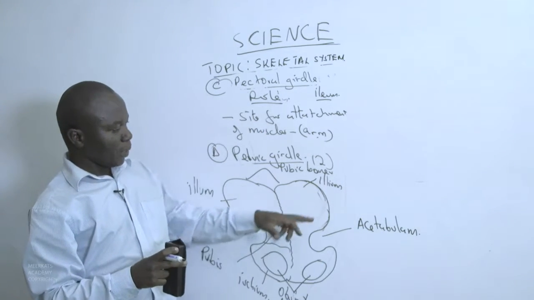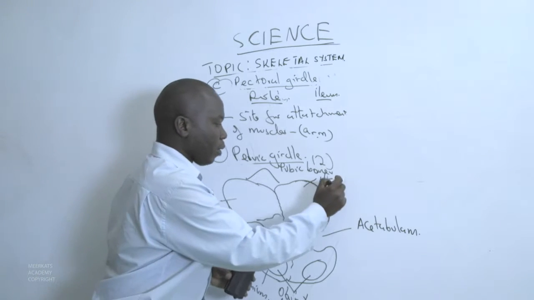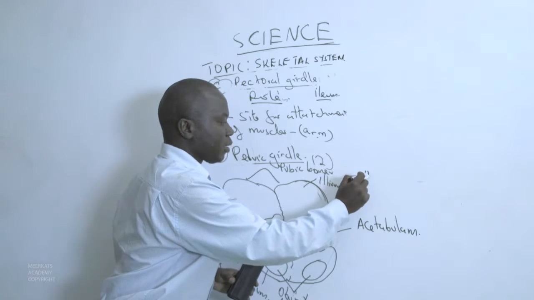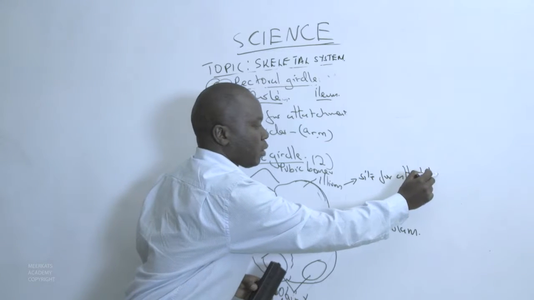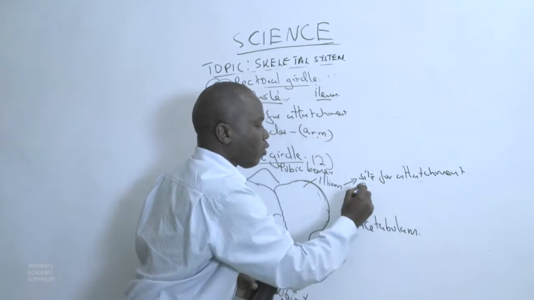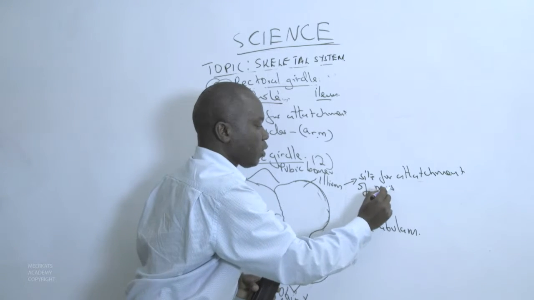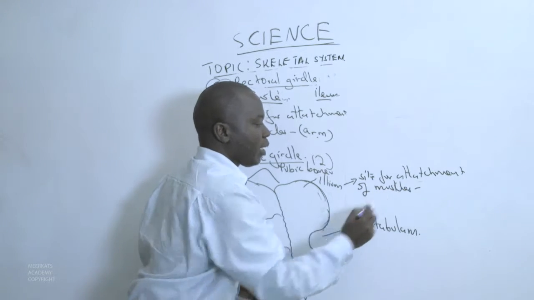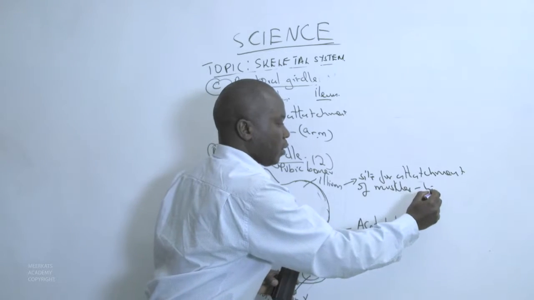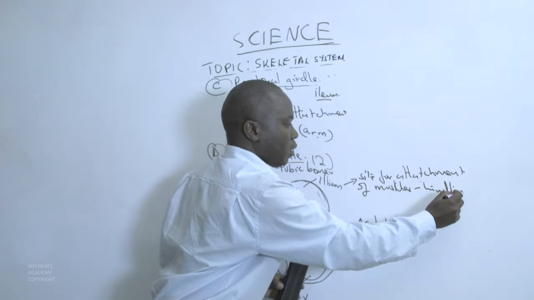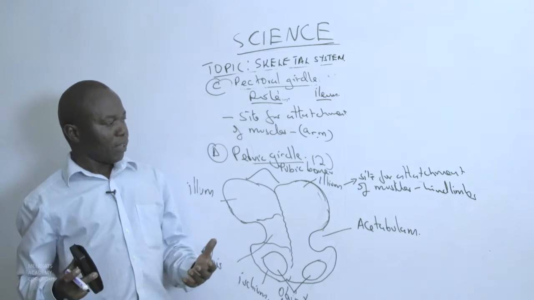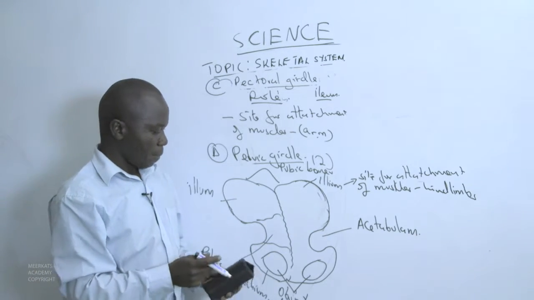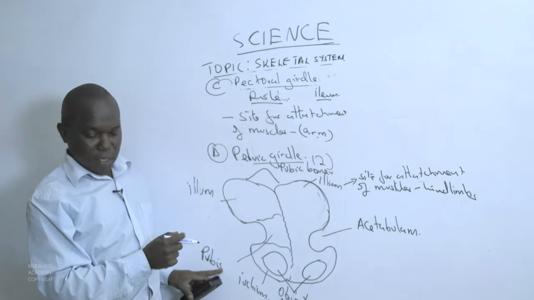So I want to look at each part. The ilium here forms the site for attachment of muscles of the hind limbs. And indeed, you can look at it, it usually has a large surface area.